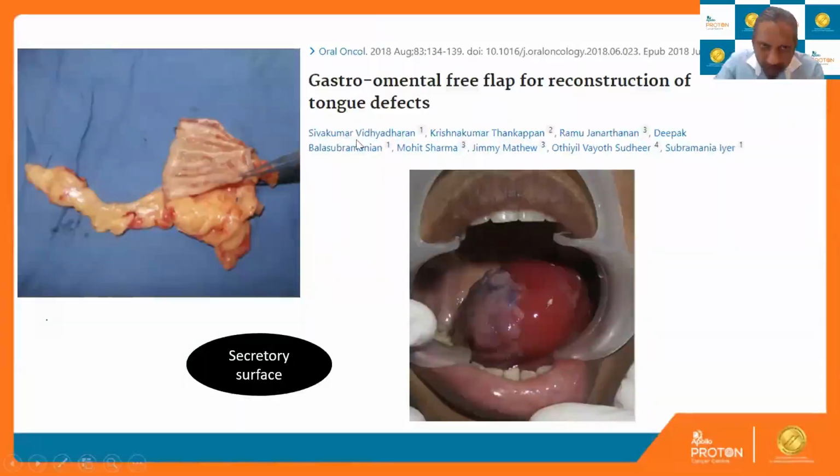Then come the secretory flaps. Dr. Vidhyadaran, who is moderating the session, published this paper where he used a gastro-omental free flap harvested laparoscopically and used to reconstruct the tongue. Mostly hemiglossectomy with limited soft tissue defects of the floor of mouth. Here, the advantage is you get a good secretory surface of the goblet cells. At the same time, the wetness is preserved, especially in post-radiation patients, it may be helpful.